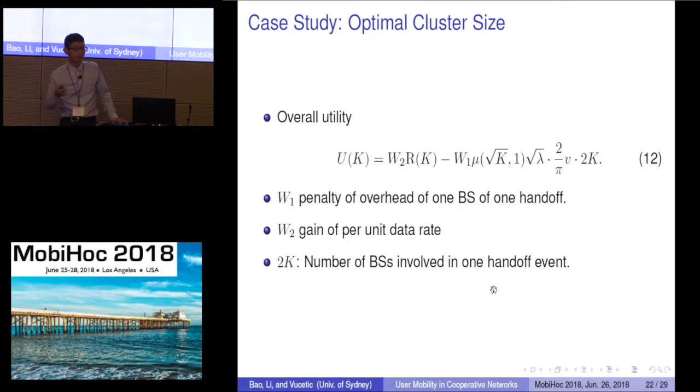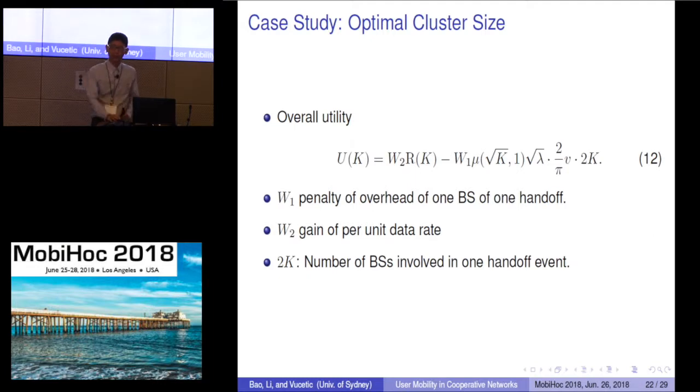And then finally we want to find the overall utility of the user, which is just a weighted sum of the data rate and the handoff. So W1 is the penalty weight for the handoff, and W2 is the gain weight for the data rate. And also here we need to multiply by 2K, because 2K is just the number of base stations involved in one handoff event. If there are more base stations involved in one handoff, there are higher penalties. So we also need to multiply this penalty term by 2K.